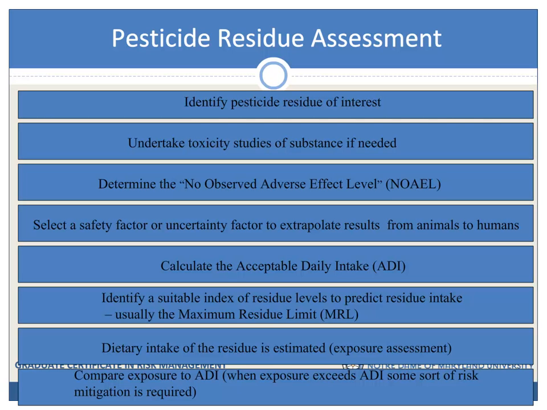Meanwhile, you would identify a suitable index of residue levels to predict the residue intake on the foods of interest. This is usually the maximum residue limit, or MRL. You would undertake dietary intake of the residue and then compare the exposure to the ADI. When the exposure exceeds the ADI, some sort of risk mitigation is required.